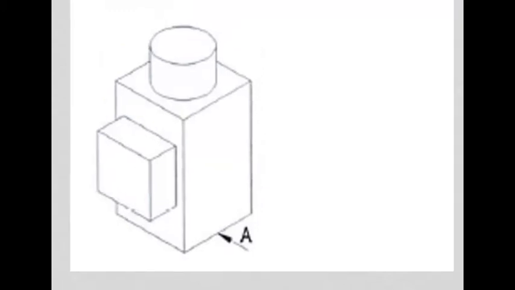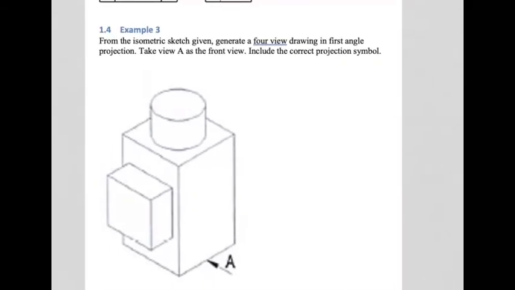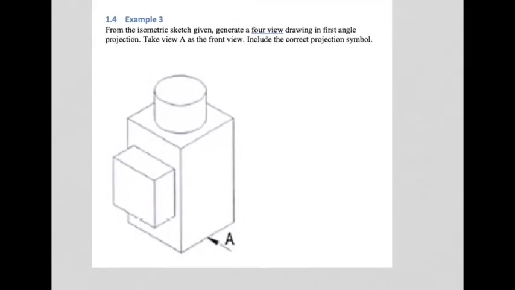Okay, but anyway, we are given the isometric sketch, and we are told to generate a four-view drawing. We are also told to take view A as the front view. So start off by drawing view A, exactly what you would see. In other words, if you were looking from this point towards the object, what would you see?